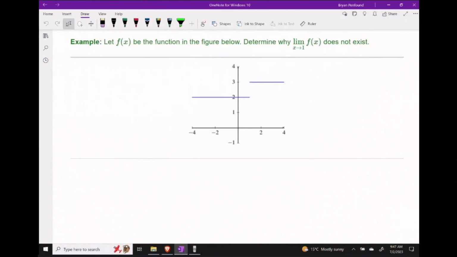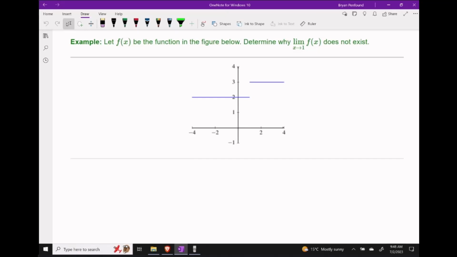In this example, we're going to take a look at the blue f of x function given in the figure, and we're going to try to explain why the limit as x approaches 1 of f of x does not exist. Here, we can make an explanation through one-sided limits.